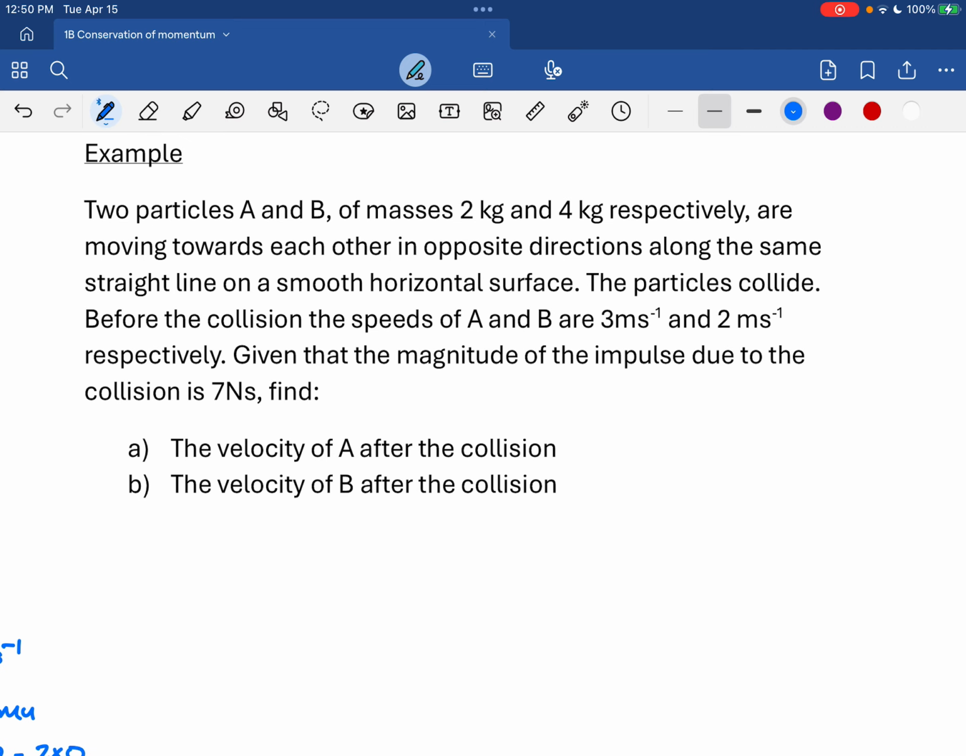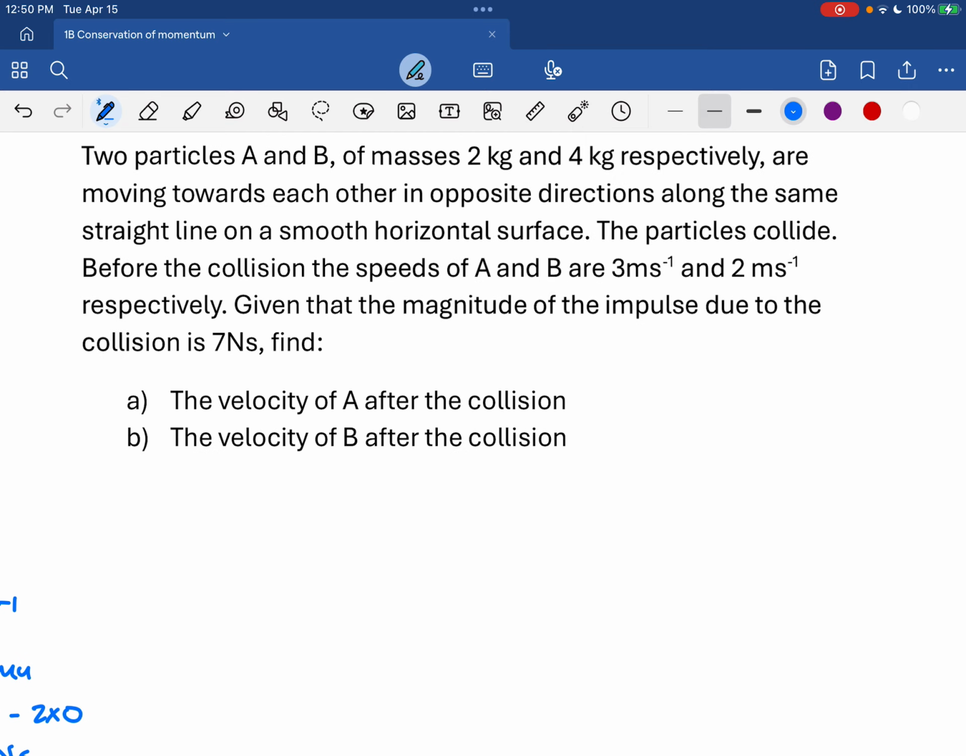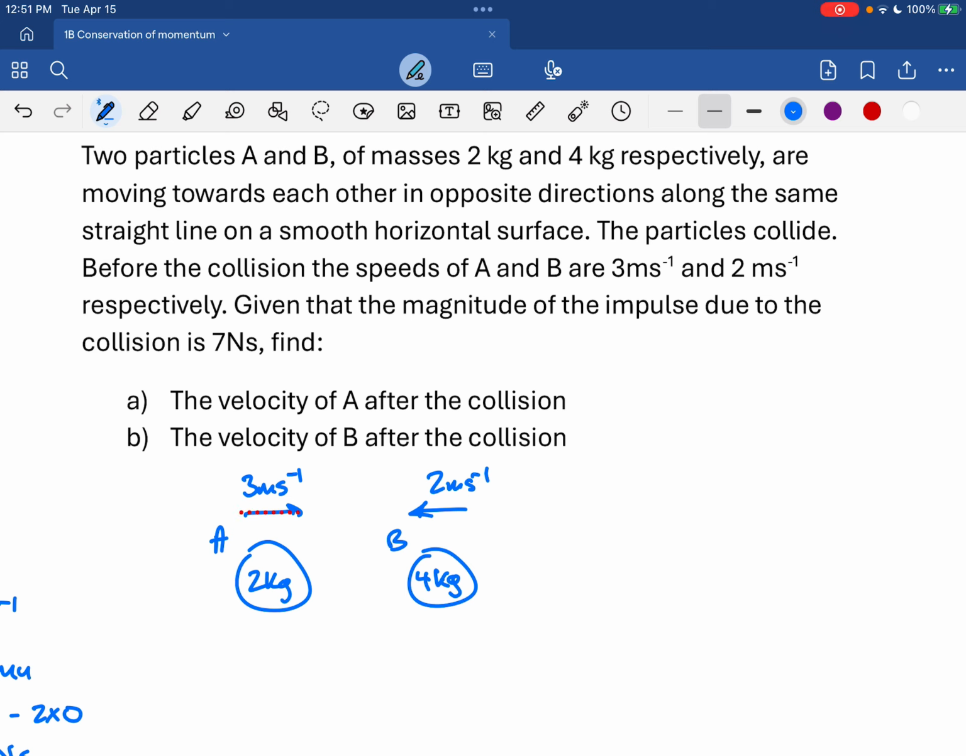Okay, one final question. So here we have two particles, A and B, of mass 2 and 4 kilograms, move towards each other in opposite directions along the same straight line on a smooth horizontal surface. They collide. We know the velocities before, and you're then told the impulse due to the collision. It then asks us to find the velocity. So let's first of all draw a diagram. A and B, 2 and 4 kilograms, moving towards each other with speeds of 3 and 2. Don't know the velocities afterwards, but we are told that the impulse they both receive due to the collision is 7 Newton seconds.